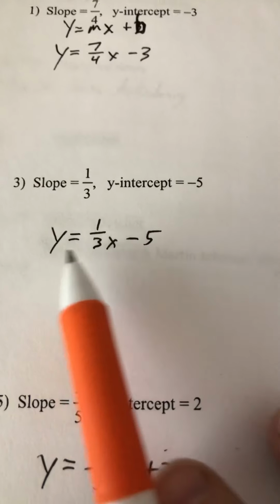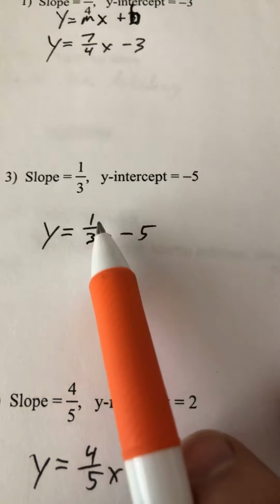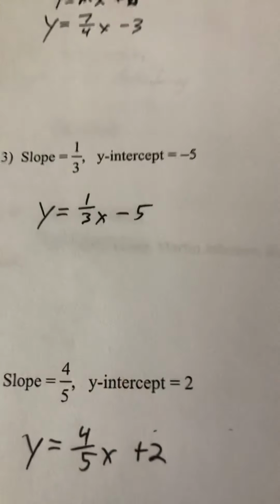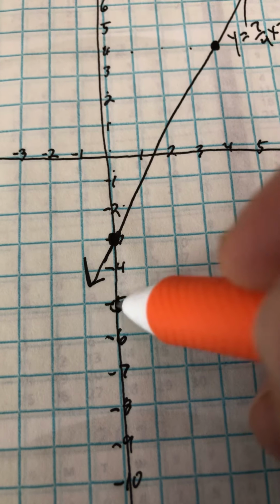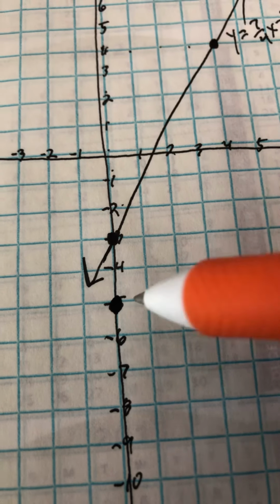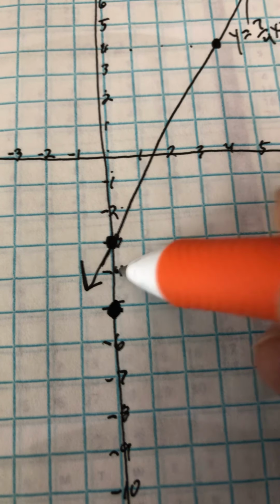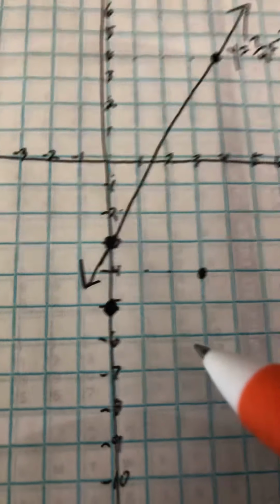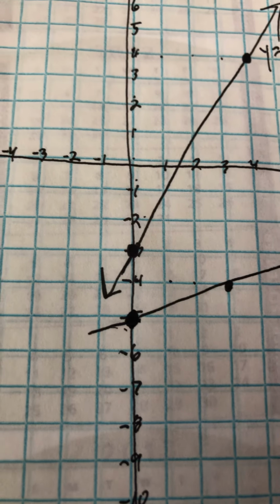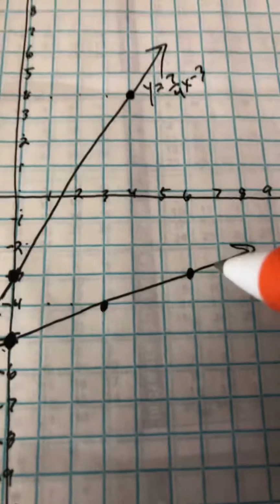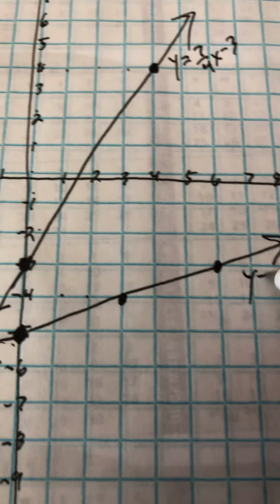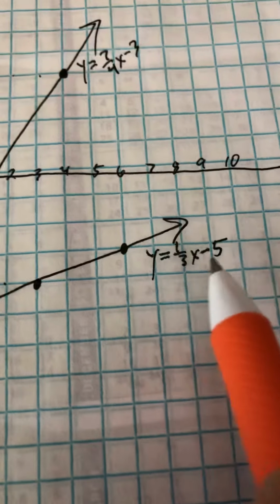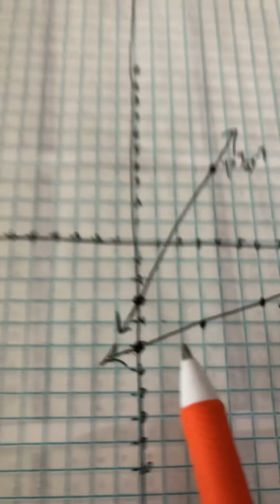Okay, so number 3 is y equals, the slope is 1/3 and the y-intercept is -5. What does that mean? I go to -5 on the y-axis, and the slope was 1/3, so that means up 1 over 3, up 1 over 3, up 1 over 3, and I could keep going on and on forever, but I won't. So y equals 1/3 x minus 5. That's that equation right there.